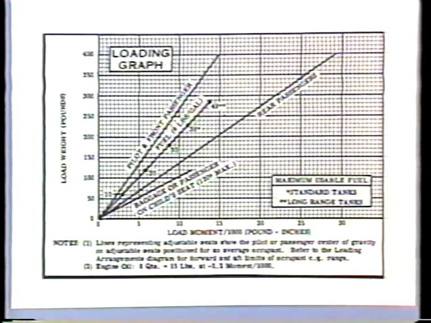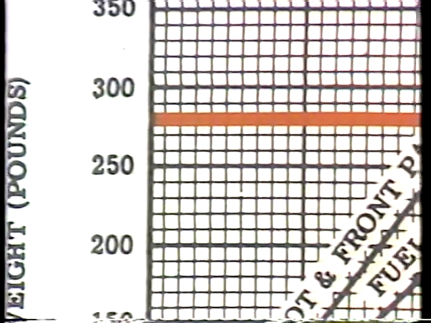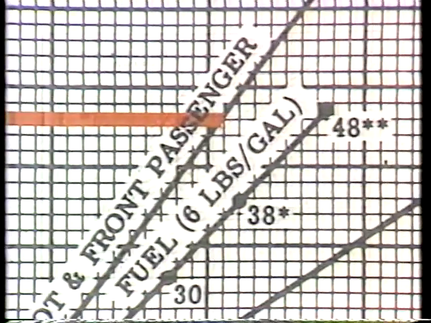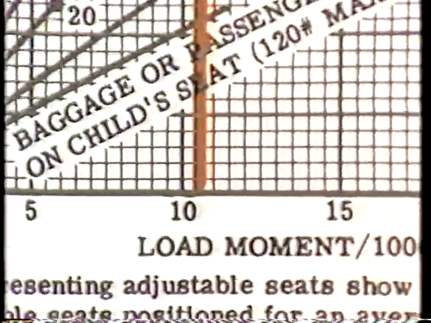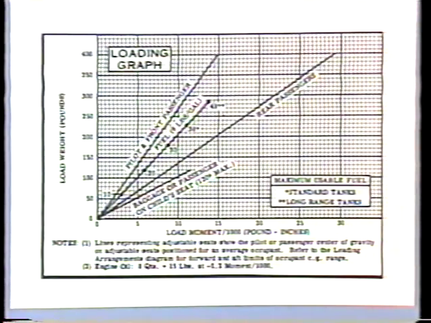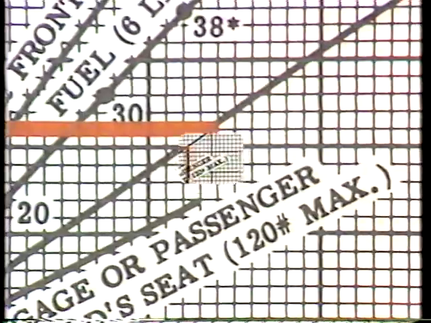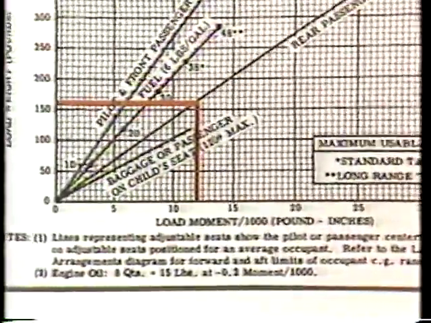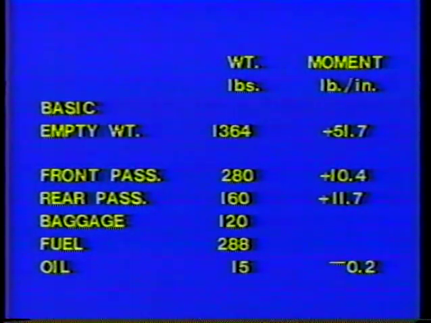We use the loading graph to obtain the other moment indices we need. For the pilot and front seat passenger, enter the graph at 280 pounds on the vertical axis, then move horizontally to the pilot and front passenger line. Proceed vertically to the moment index of 10.4. Now enter this number on your worksheet. To find the rear passenger's moment, go back to the loading graph and enter at 160 pounds. Move horizontally across the chart to the rear passenger line. Then, vertically down again to the moment index of 11.7. Transfer this number to your worksheet.